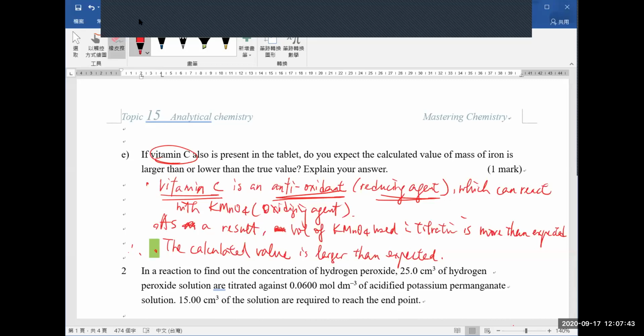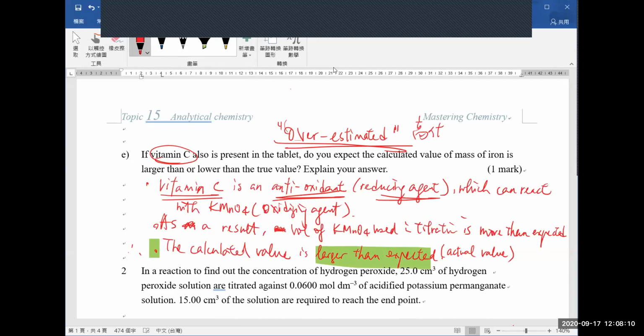Okay? The key terms are overestimation or the expected value. What is that? It is the actual value. Overestimation. If you want to say the term, this is overestimated. Indeed, it should be lower, but the data value is quite high. So we call it overestimated.